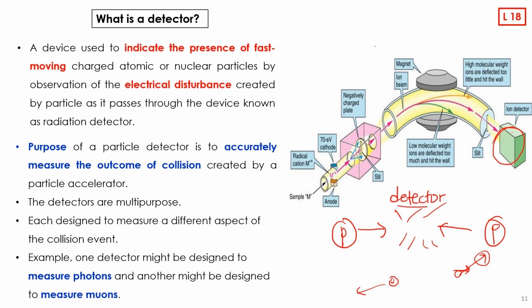Reconstructing the particle collision means you can find new types of particles and work out how they interact with each other. And each detector is designed to measure a different aspect of the collision event. For example, one detector might be designed to measure photons and another might be designed to measure muons.